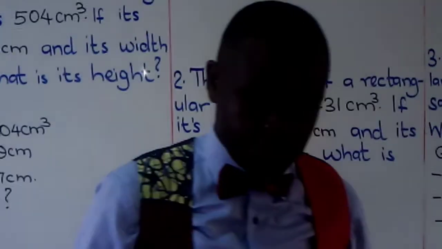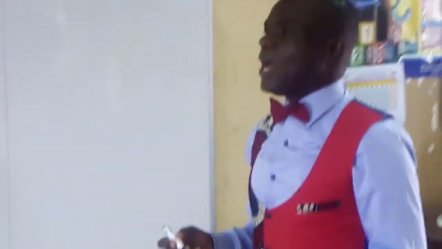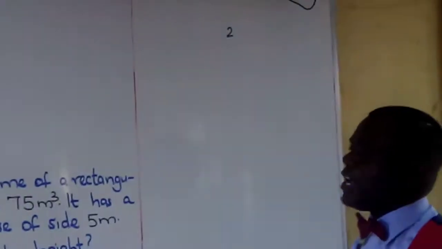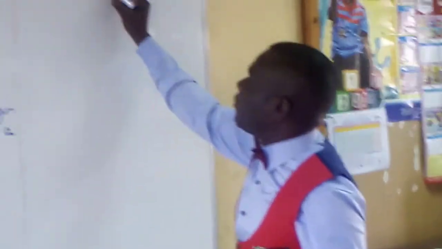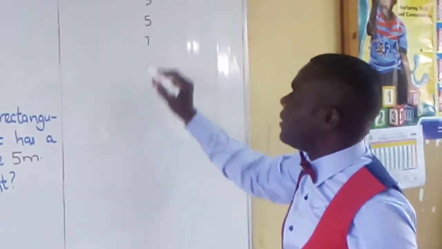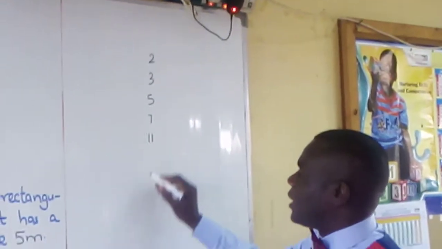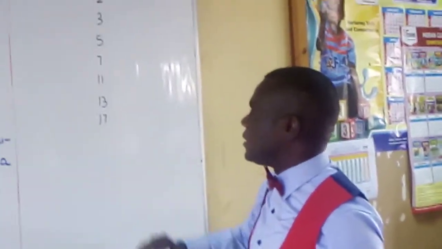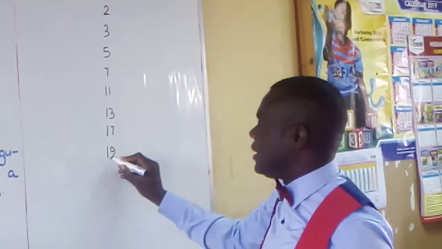All right. Prime numbers between 1 and 20: we start with 2. 2 is the first prime number. Of course, 3, we come to 5, then we come to 7, we come to 11, we come to 13, we come to 17, and then we come to 19. These are the prime numbers between 1 and 20.